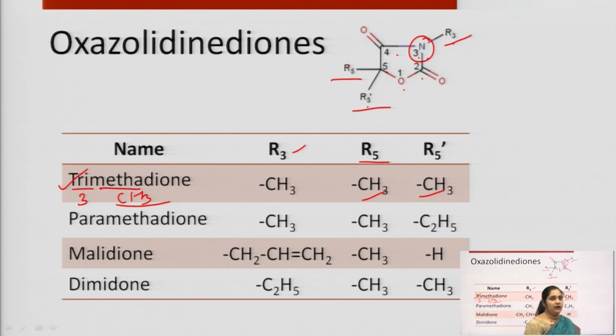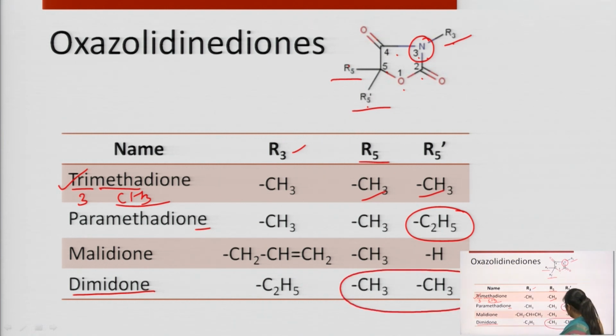Next is paramethadione. It is almost similar to trimethadione. The only difference is that one of the methyl groups is replaced by an ethyl group. So, at position number 3, the nitrogen is again substituted with a methyl group. Apart from that, R5 and R5 dash are substituted as CH3 and C2H5. In the case of dimethadione, it is almost similar to paramethadione. The only difference is here the 5th position is substituted with 2 methyl groups, while the 3rd position nitrogen is substituted with the ethyl group.